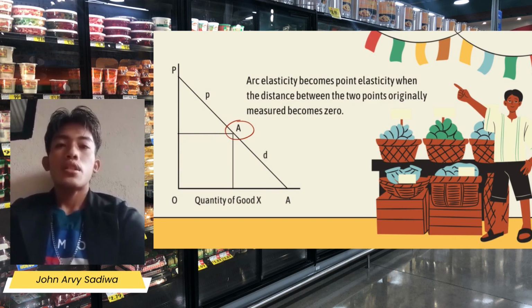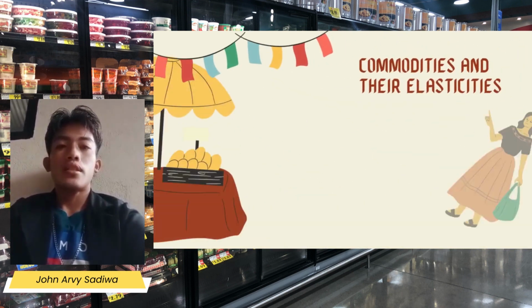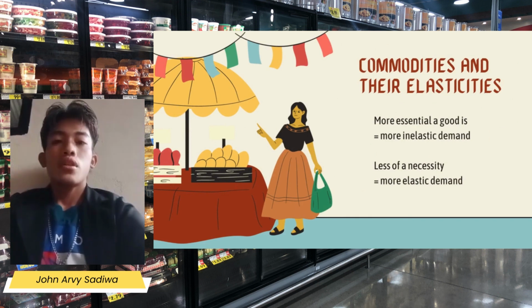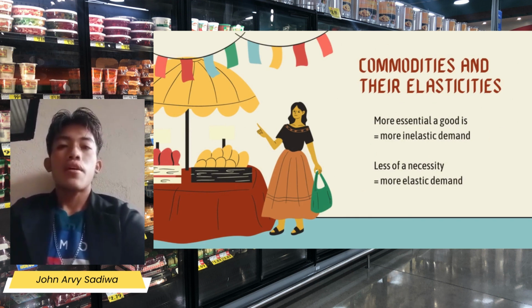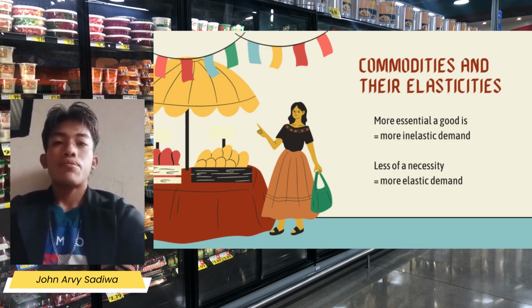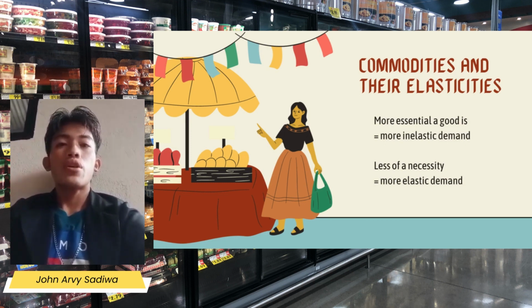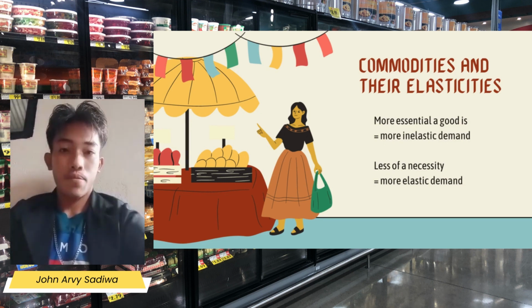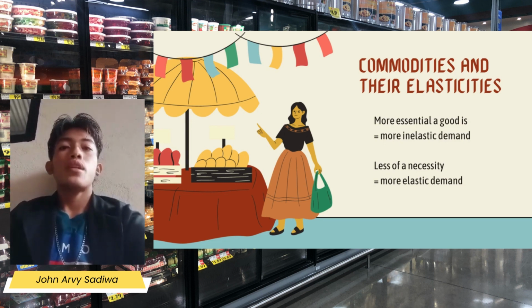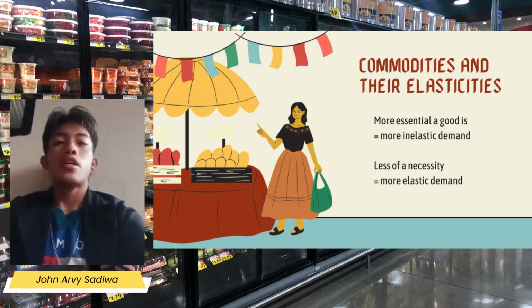As for commodities and their elasticities, the more essential a good is, the more inelastic its demand. This means that if a good is important and needed in our daily living, we can say it has inelastic demand. If it is less than a necessity, we can see it has more elastic demand. So here are examples of elastic and inelastic goods.